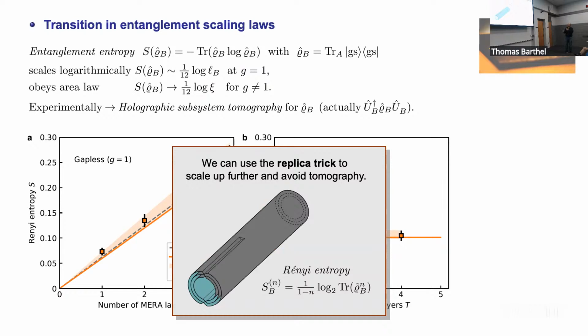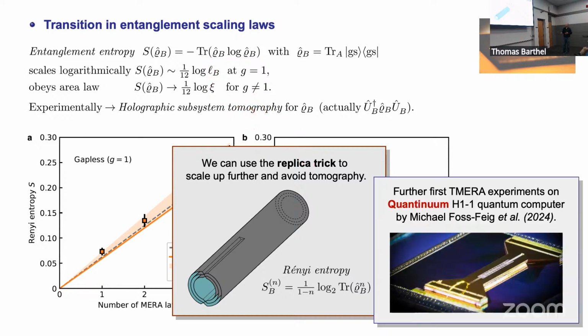If you want to scale this up, either going to larger system sizes or higher dimensions, we can also use the so-called replica trick in order to avoid having to do tomography. And I should also mention that Quantinuum has also done a very nice experiment with this MERA already, where they measured the critical correlations in a spin chain.